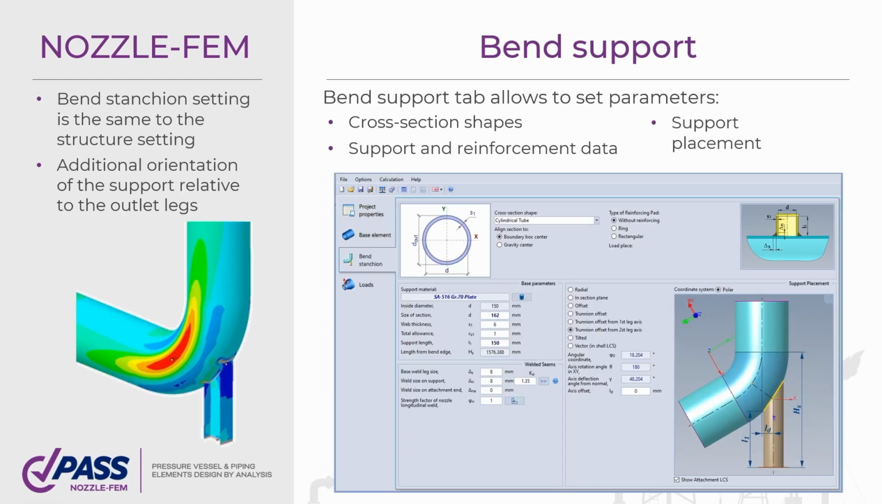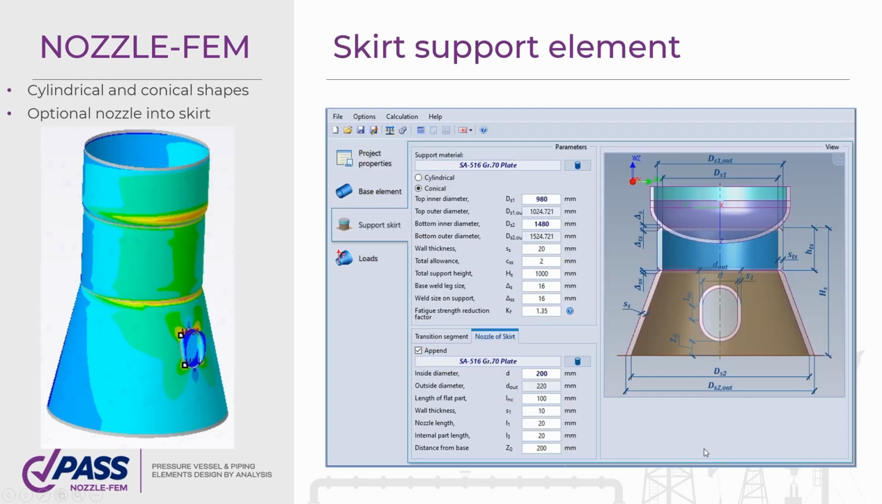So, next, band support. Band support setting is the same as the structure setting, with additional orientation of the support related to the outlet. Skirt support. Skirt support may be cylindrical, conical, and cylindrical with conical forms, connected to an elliptical, spherical, or torispherical head.